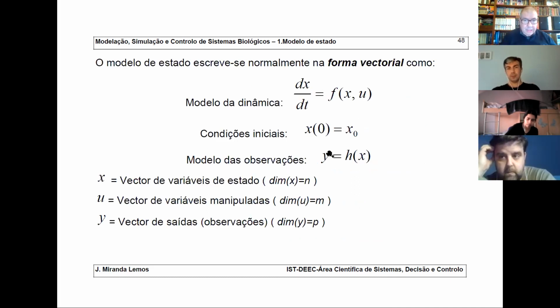So this stuff that you can write in a compact way, using f is a vector, x is a vector, u and y probably are vectors. We will devote most of the time to this equation because this is very simple. Any question? No. So today we stop here.